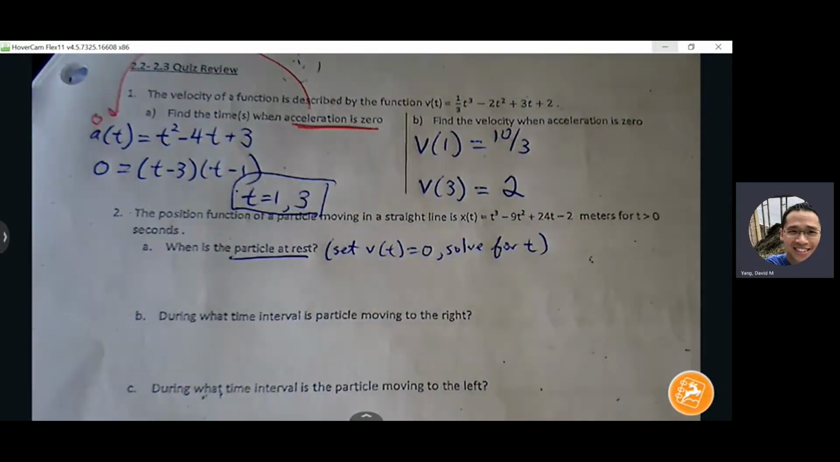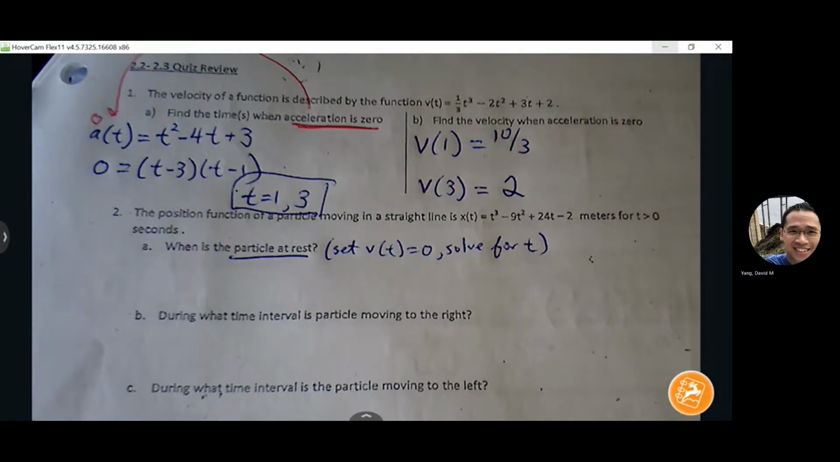So work your way down to the velocity function. Factor, set velocity equal to zero and solve for t. And now we're given units, right? So we're going to include units in our answers.